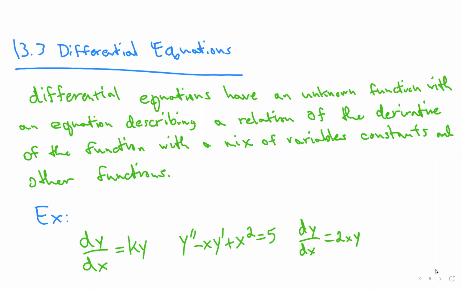So if we have y double prime minus x times y prime plus x squared equals 5, this is a relation between the second derivative, the first derivative, and the variable x and a constant. All of that is fine for a differential equation. It's a little bit more of a complicated differential equation than we're going to be able to figure out how to solve in this class.